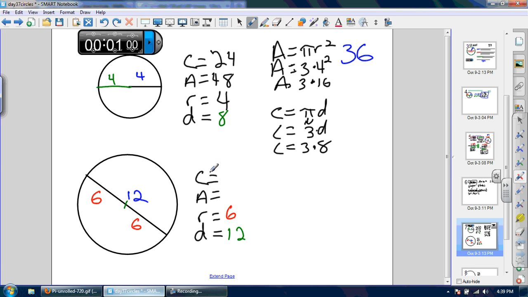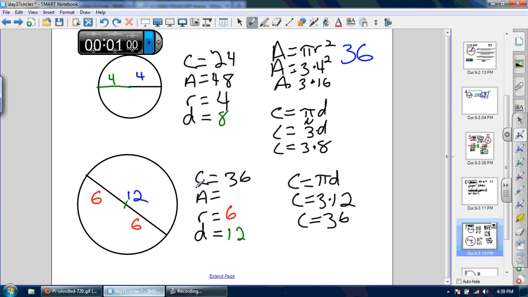Okay, for circumference, again, I can use this formula. C equals pi d. Pi is 3 because we want to see movies in 3D. Aha! I'm going to keep saying it until you think it's funny. So pi is 3. Diameter is 12. 3 times 12 equals 36.